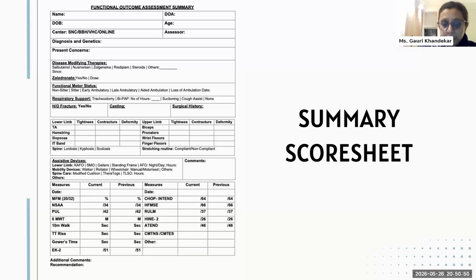And as I mentioned, these are the functional outcome measures. We always see the previous one also. Like if the subject has come after 3 months, then the previous one is noted and then the current is noted, so that you can immediately compare the scores and see whether the child is maintaining, has deteriorated, or is improving, also in case of DMD.